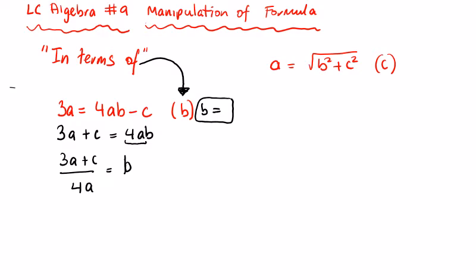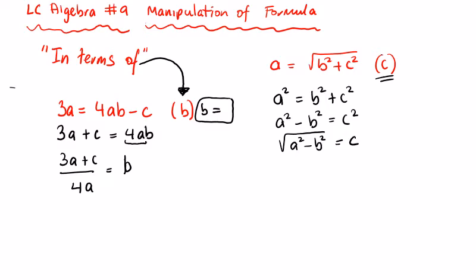So if we look at this one, a is equal to the square root of b squared plus c squared. If we want this in terms of c, I'm just going to put the letter in a bracket like this, in terms of this letter. So we're going to square both sides. So we get a squared is equal to b squared plus c squared. So a squared minus b squared is equal to c squared. So the square root of a squared minus b squared is equal to c, and you may identify this as Pythagoras' theorem or a version of.